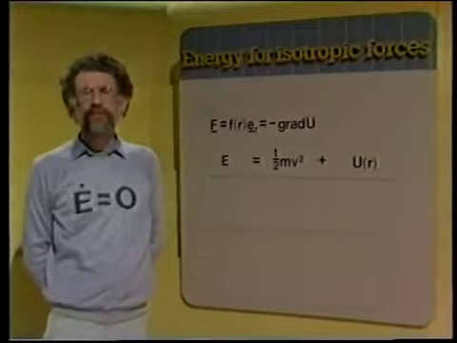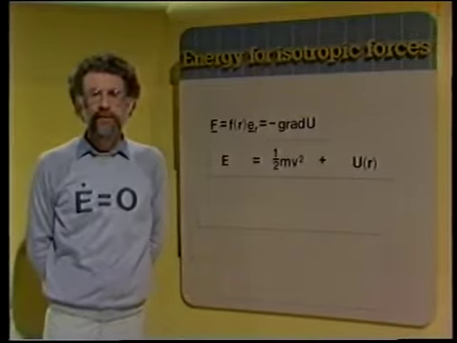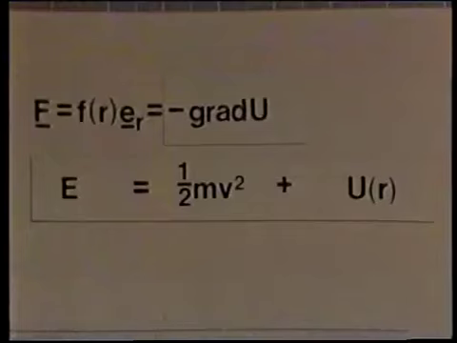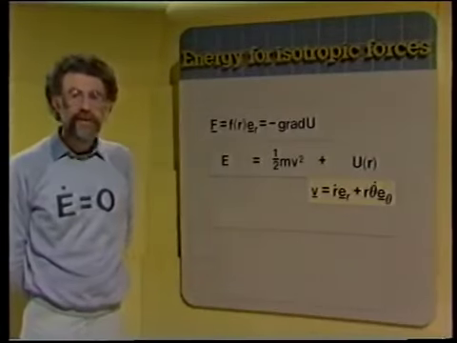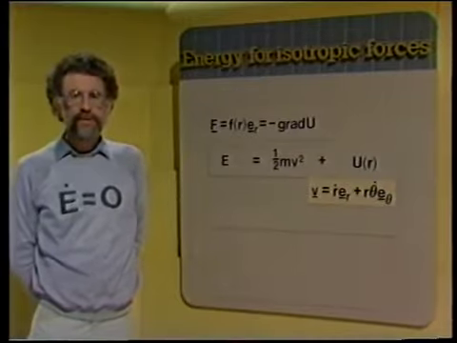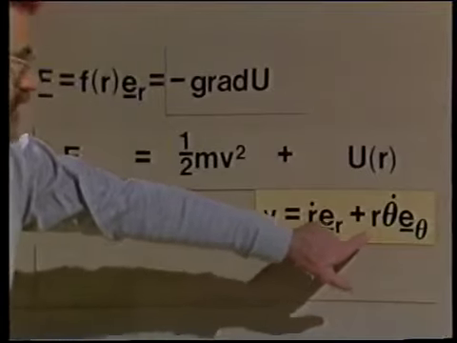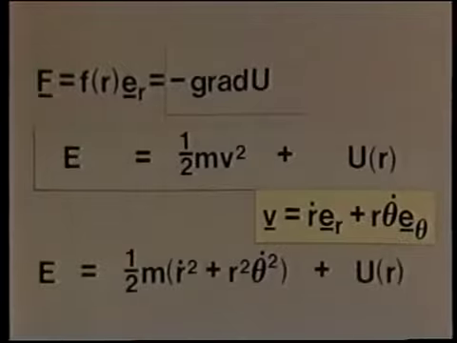But we're still dealing with a central force, so I know that the motion is in a plane. So I can write down the velocity v in terms of polar coordinates. It's r dot e_r plus r theta dot e_theta. e_r and e_theta are the polar unit vectors. They're orthogonal, so v squared is just the sum of the squares of these coefficients. And that gives me this formula for the energy.